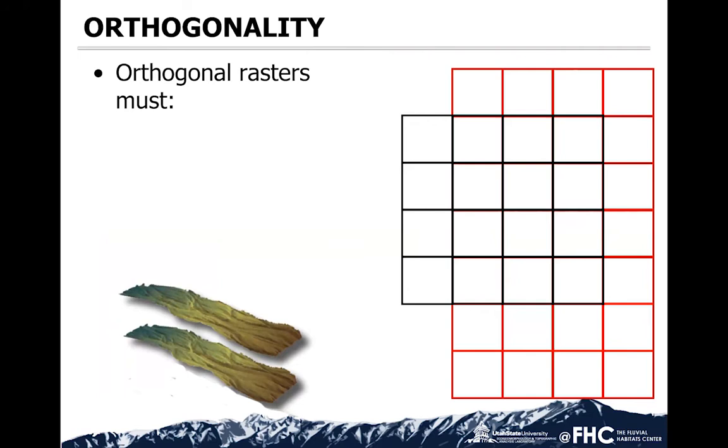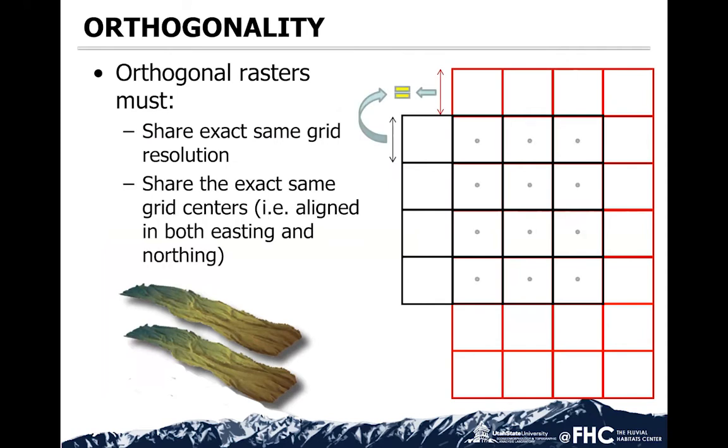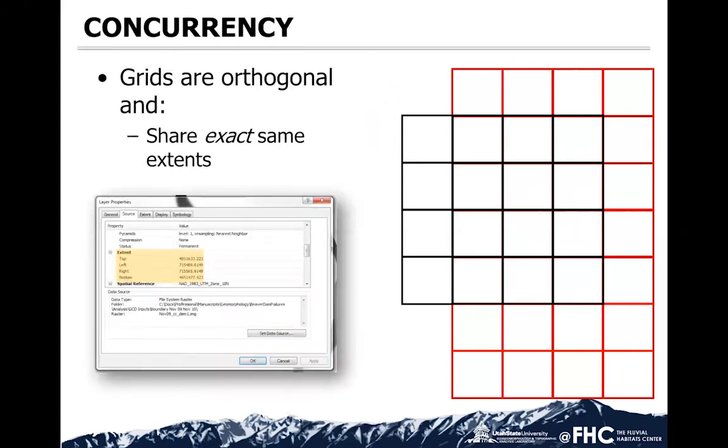But there are some things we need to do in terms of getting our ducks in a row on the housekeeping to do this. Orthogonality is a pretty simple concept. If I have two rasters here, they obviously have different extents. I have the one in black and the one in red. Orthogonal rasters must share the exact same grid resolution and the exact same grid centers, but they don't have to share the same extent. This is important because if I want to dumb this problem down to a simple cell-by-cell subtraction problem, I better make sure those things are aligned. That's where orthogonality comes in.